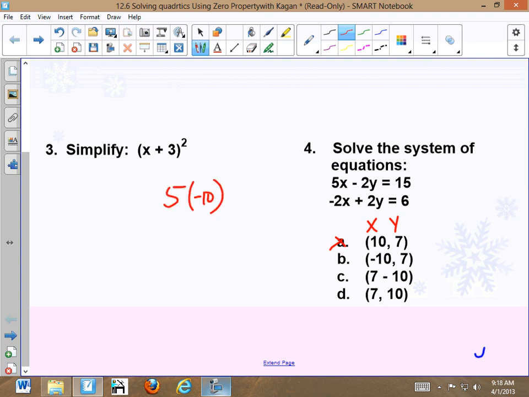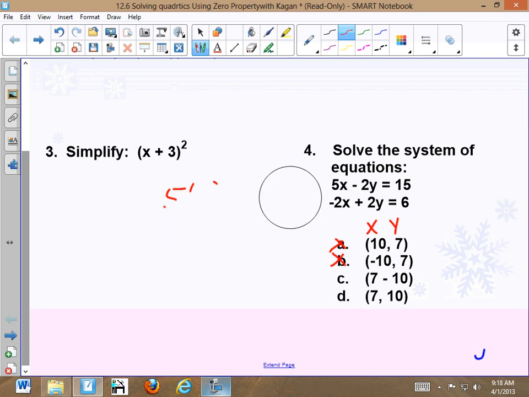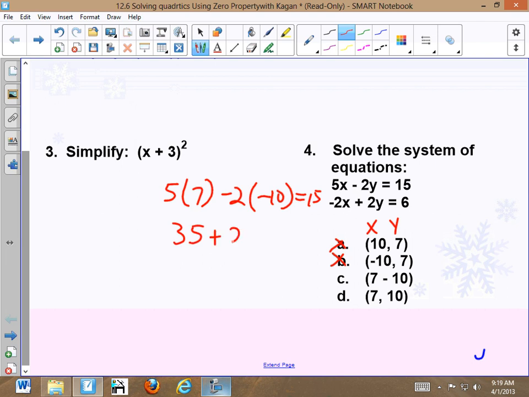5 times negative 10 minus 2 times 7 equals 15. Negative 50, sorry, minus 14 equals 15. Is that going to work? Nope. 5 times 7 minus 2 times negative 10 equals 15. 35 plus 20 equals 15. Is that going to work? No. My answer has to be D.